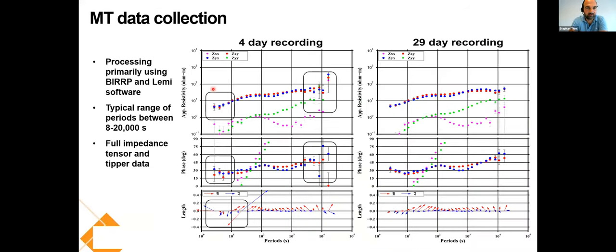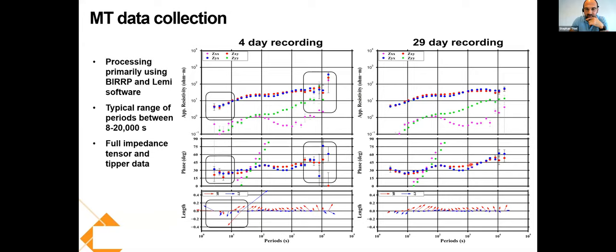So in terms of processing, we leave out the instruments for about a month. I've just done this example a couple of years back when we got the first instruments back. Just to show you, more than 10 years ago, we used to do 4-day recordings just for logistical reasons when we had fewer instruments. And you can clearly see the improvement in data. So we regularly now get data between about 8 and 10, 20,000 seconds. Especially in remote Australia, there's hardly any noise. So we're getting very high quality data that we can use.